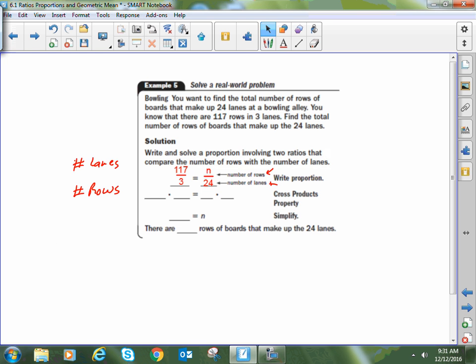So in this particular example, we could have very easily said 3 over 117 is equal to 24 over n. It doesn't really matter because we're still multiplying the same values and we're going to divide by the same value. So here when we cross multiply and solve for n, the number of rows that we're going to have, we get 936 rows. Just keep in mind, whatever I put in the numerator of my first ratio, I have to have the same value or the same corresponding side when I compare it in the second ratio.